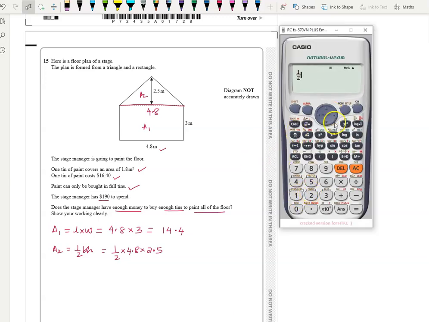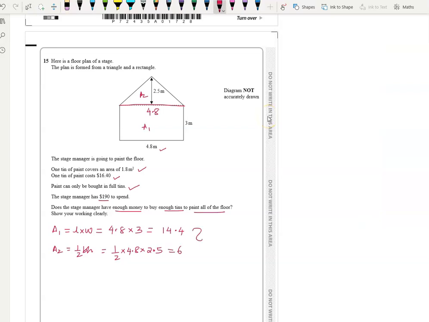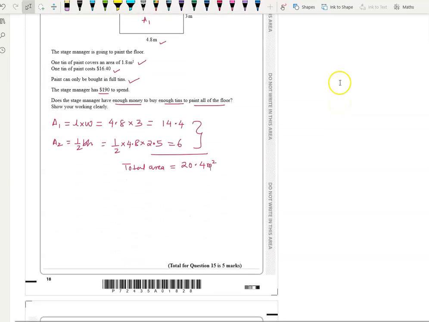So 1 by 2 times 4.8 times 2.5. That gives you area 6. So to get the total area painted, you add both. So 14.4 plus 6. So the total area to be painted is 20.4 square meters. Okay.